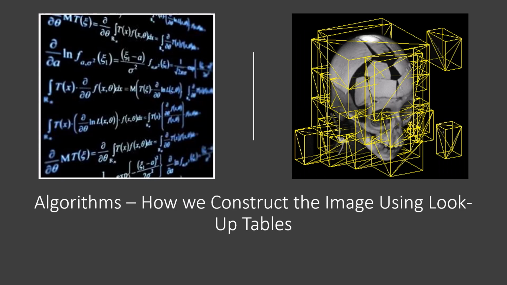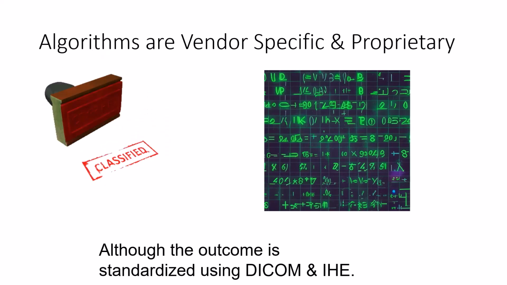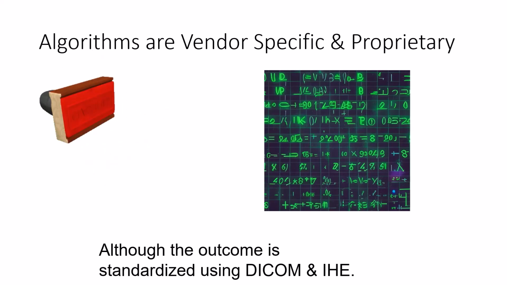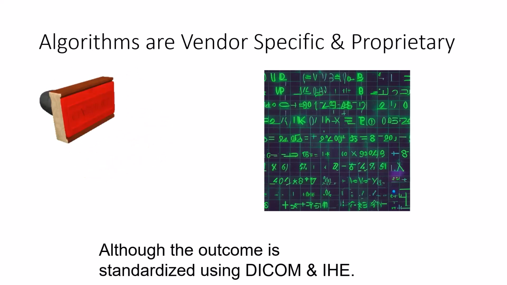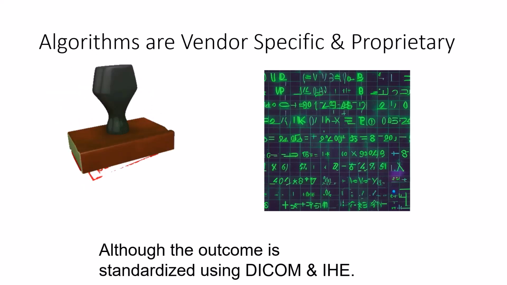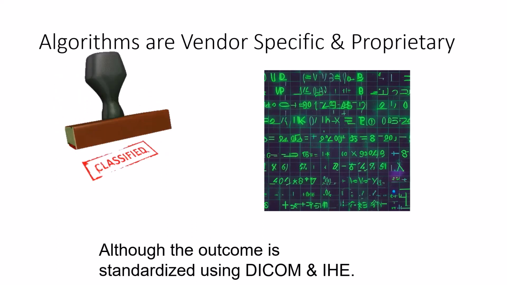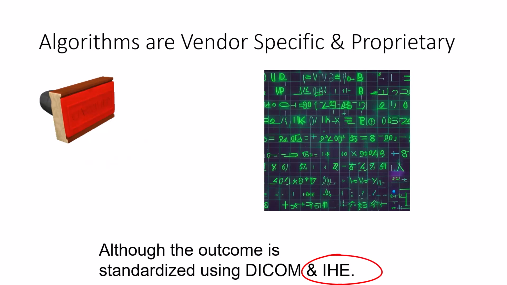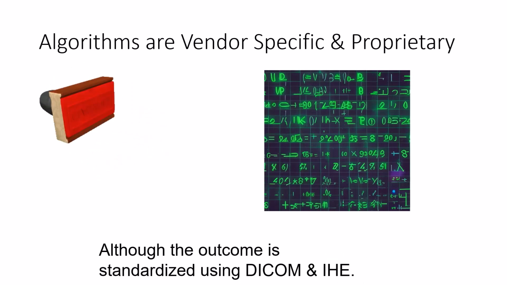So let's finish up looking at algorithms and how we construct the image using lookup tables. Algorithms are all vendor-specific and proprietary, but they have one thing in common. They want DICOM in and DICOM out. DICOM is Digital Imaging and Communications in Medicine, the standardized method used by manufacturers so machines can talk to each other. IHE stands for Integrating the Healthcare Enterprise and is how we use DICOM.